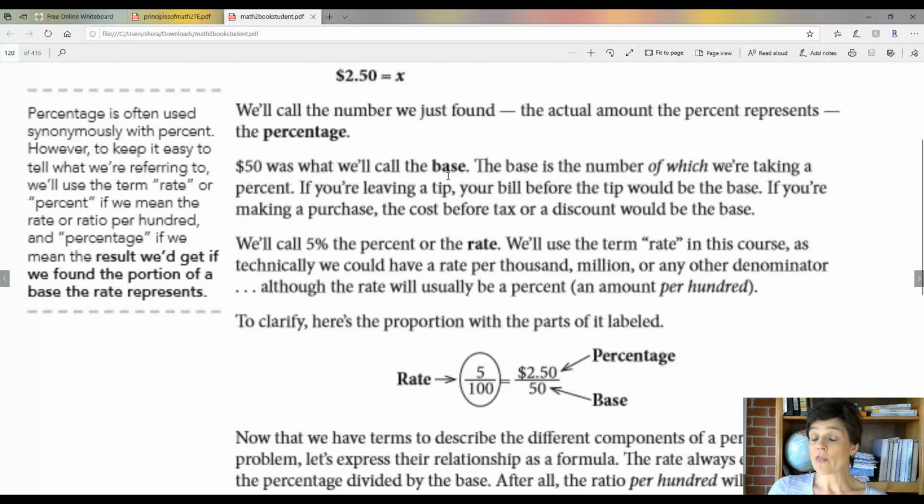$50 was what we'll call the base. The base is the number of which we're taking a percent. If you're leaving a tip, your bill before the tip would be the base. If you're making a purchase, the cost before tax or a discount would be the base. We'll call 5% the percent or the rate. We'll use the term rate in this course as technically we could have a rate per 1,000, per million, or any other denominator, although the rate usually means percent per 100.